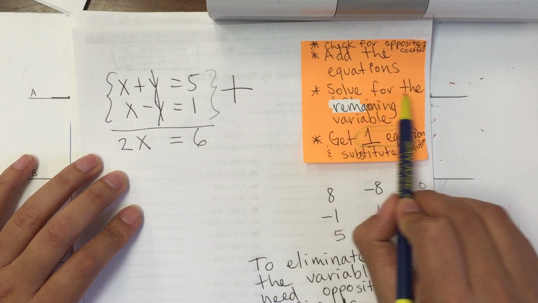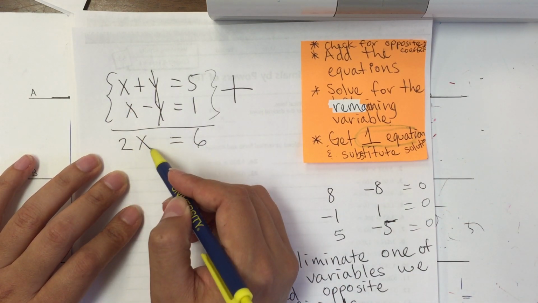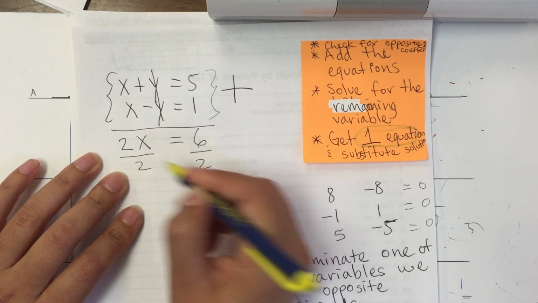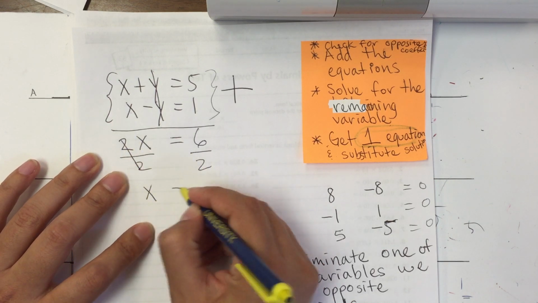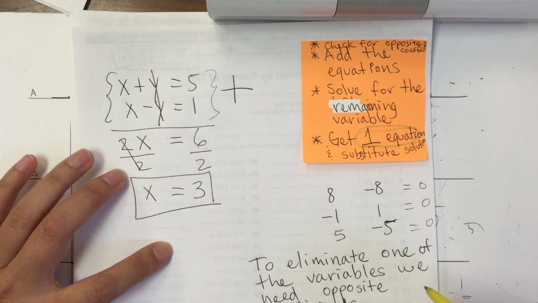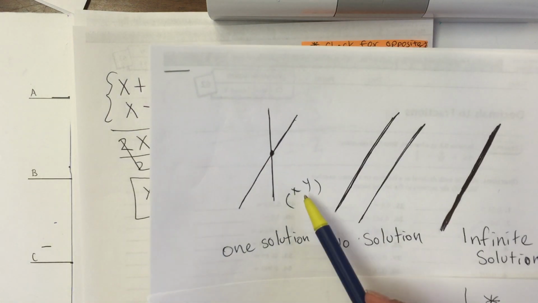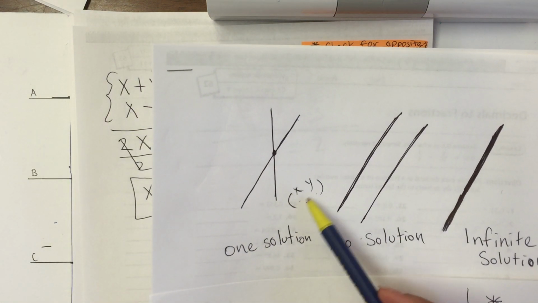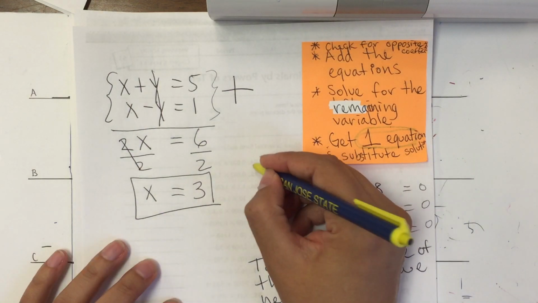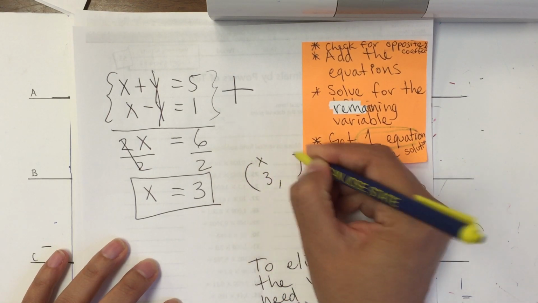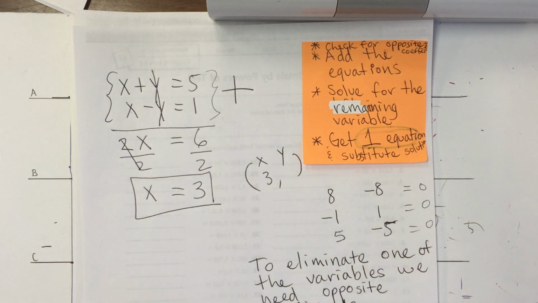The next step is to solve for the remaining variable. Now that we eliminated one of the variables, we have a remaining variable. Since 2 is multiplying x, the opposite is divide, and so x equals 3. Now remember that we need to find where they meet, but for the ordered pair, meaning the coordinate, you need x and y. We already have x, which is 3. But what is the value of y?